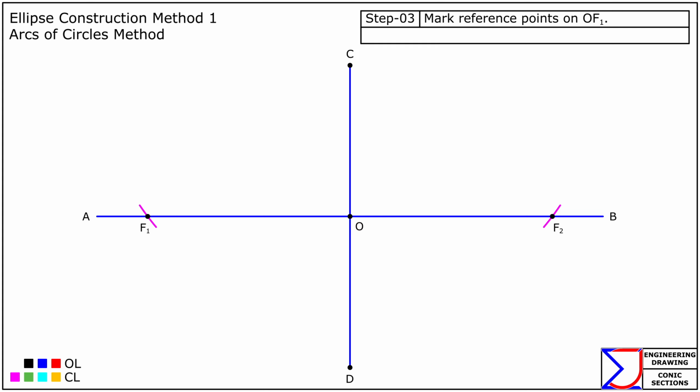Then, mark several points at convenient, not necessarily equal, intervals along OF1, for example, 3 points, and label them accordingly, as shown.